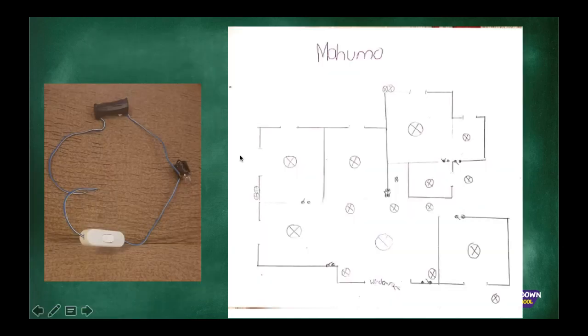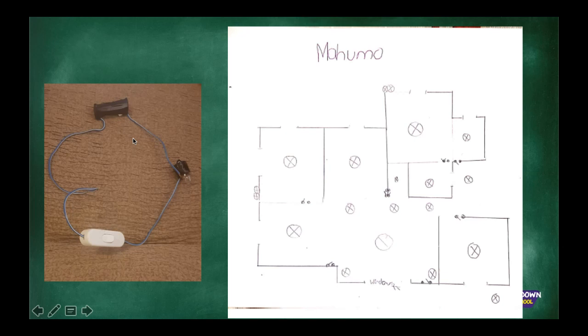Firstly, this is work done by Mohumo. And Mohumo, I think you are in the session today. Yes, you are. Thank you so much, Mohumo, for turning in your work. Basically what Mohumo did for us, he created a simple circuit. He's got a switch, a light bulb, and a battery. Awesome stuff, Mohumo. And he also drew his house plan and all the light bulbs in his home.